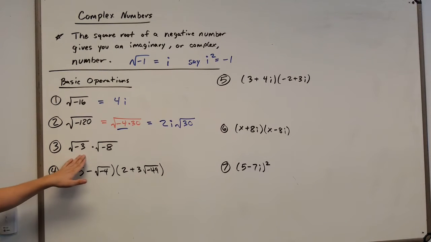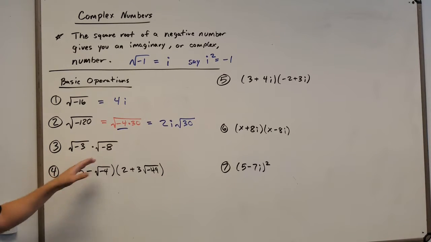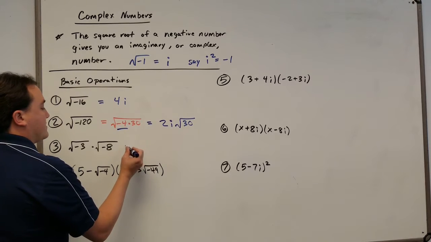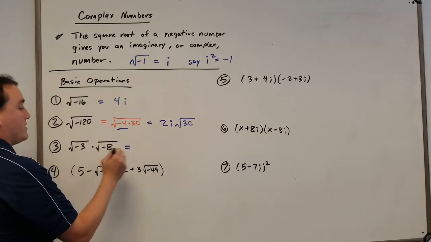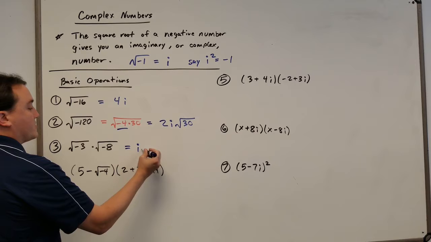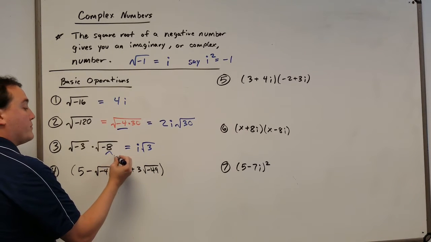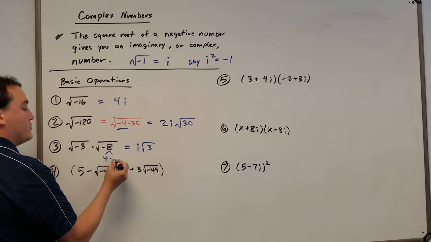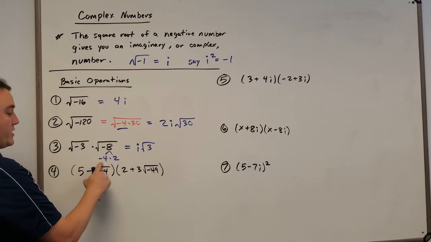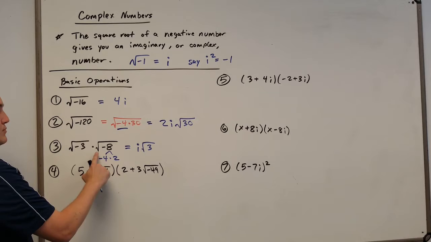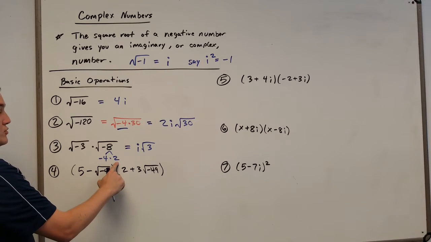When you're multiplying these things, you have to convert them into i's first. Okay, so square root of negative 3 times square root of negative 8. We're going to have to say this is the square root, well, i times the square root of 3. 8 can be broken up into 4 times 2, or negative 4 times 2. Okay, so we can take this part out, and we'll leave the 2 in.